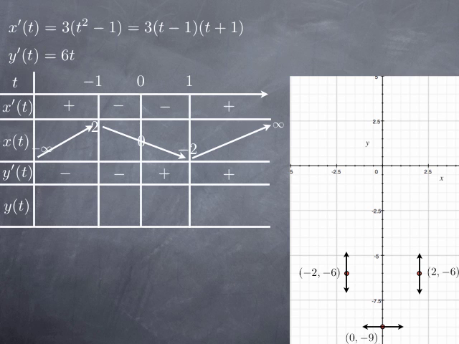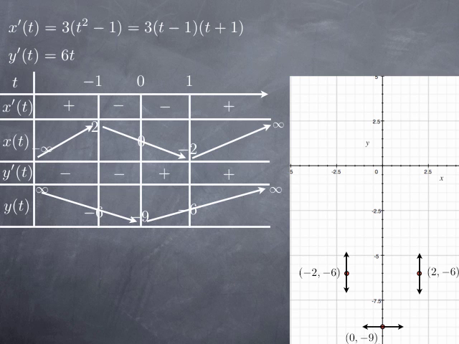As I was saying, y prime is 6t, therefore it's positive for positive t and negative for negative t. That is, y is decreasing for negative t and increasing for positive t, and has a minimum at t equals 0, and this minimum is the value of y at 0, which is negative 9, and corresponds to this point 0, negative 9, where we have a horizontal tangent. As we have seen, the value of y when the parameter is either negative 1 or 1 is negative 6, and that corresponds to these points with a vertical tangent.